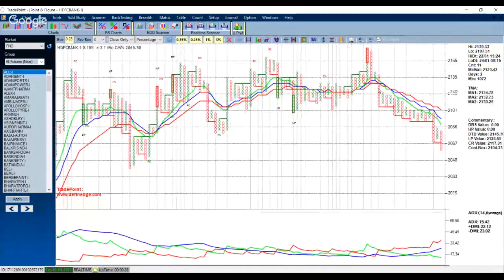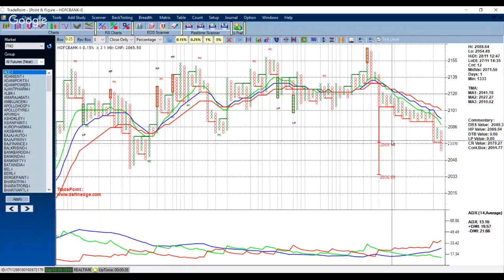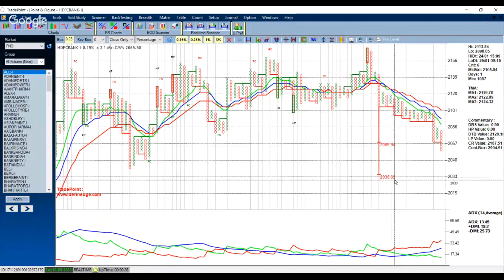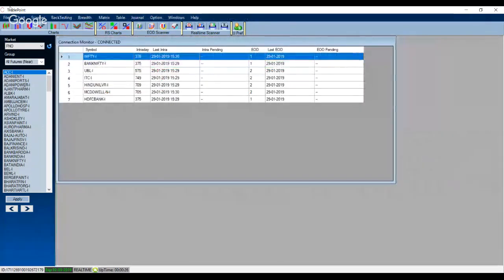Oh no, it's not looking good. Yesterday, this is what I was saying, na? That it's not looking good. 2069.4 came today, right? So let's see if this could also be possible. 2036 very much on the cards. So HDFC Bank is very bearish.